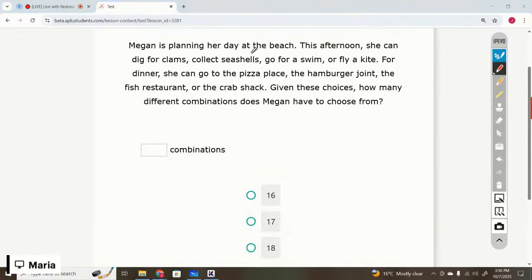Megan is planning her day at the beach. This afternoon, she can dig for clams, collect seashells, go for a swim, or fly a kite. One, two, three, four options. For dinner, she can go to the pizza place, the hamburger joint, the fish restaurant, or the crab place. One, two, three, four. How many different combinations does Megan have to choose from? So, which is the correct option?